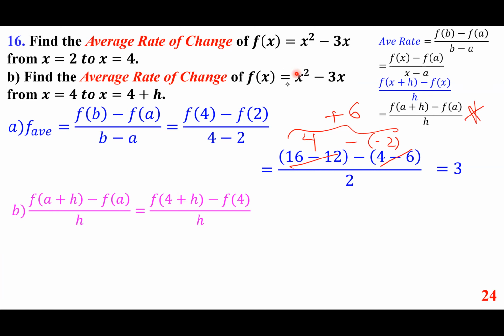So plug in 4 plus h, you get 4 plus h squared minus 3 times 4 plus h. For this one, you can evaluate it again, or just use the fact that we came up with 4. Either way is fine. If you plug in 4, you get 4 squared minus 3 times 4, which is 12. And so let's square this one. You square this one, you get 16. 2 times 4 times h, you get 8h plus h squared. I hope everybody remembers that.